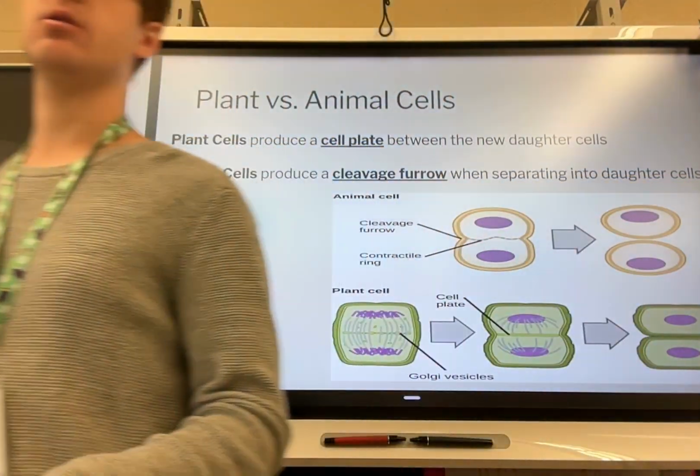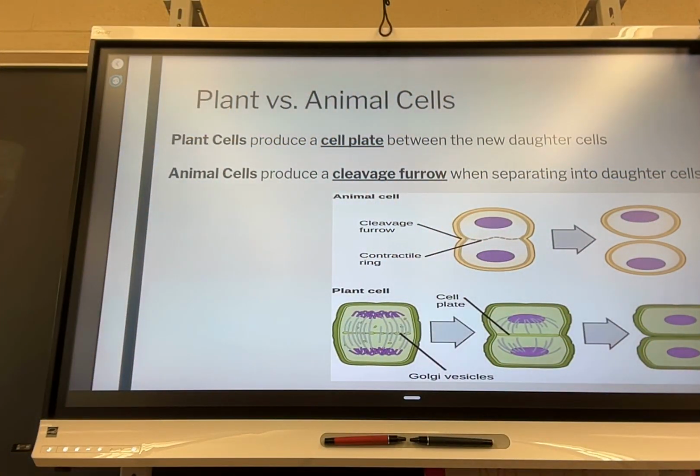Any questions about this? So like I said, animal cells have a cleavage furrow. Plant cells have a cell plate.